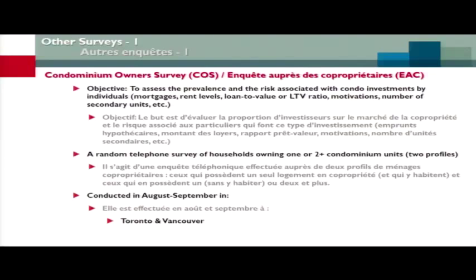Again, this one is conducted by a third-party company, and it's conducted in the August-September timeframe in Vancouver and Toronto, like I mentioned earlier.